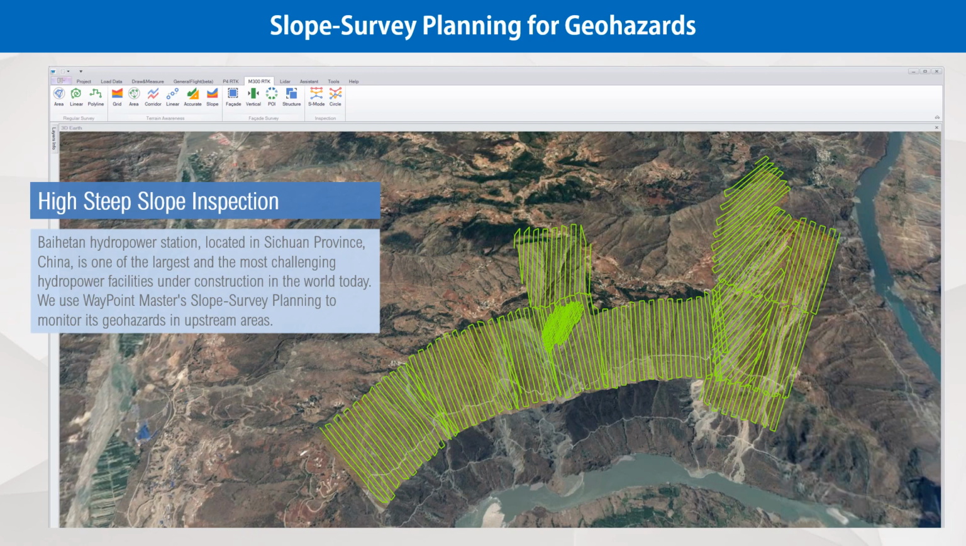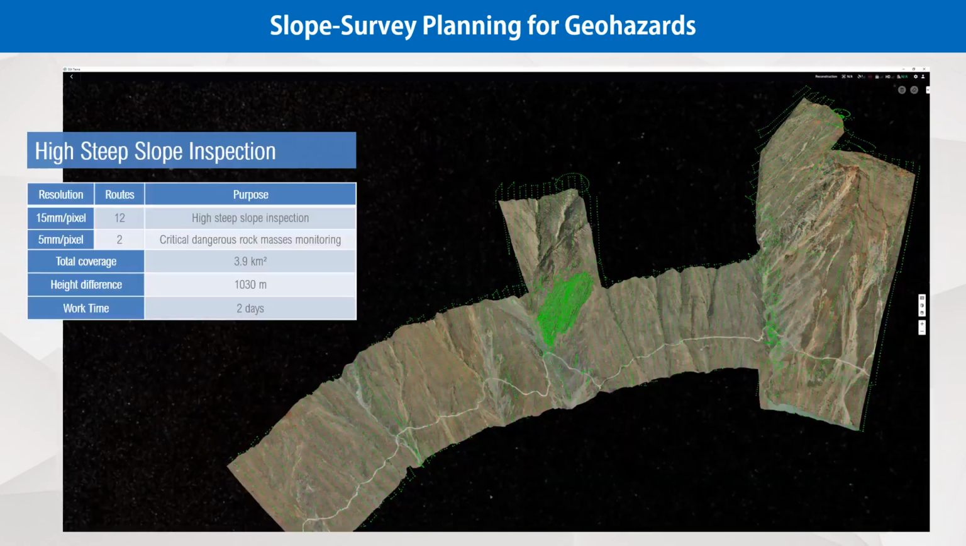Baihetan hydropower station, located in Sichuan province, China, is one of the largest and most challenging hydropower facilities under construction in the world today. We use slope surveying planning to monitor its geohazards in upstream areas. In this case, we planned 12 routes with 15 mm per pixel resolution for high steep slope inspection and 2 routes with 5 mm per pixel for critical dangerous rock masses monitoring.